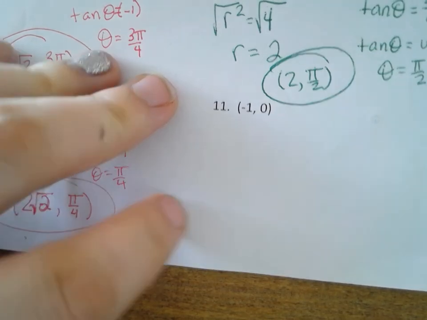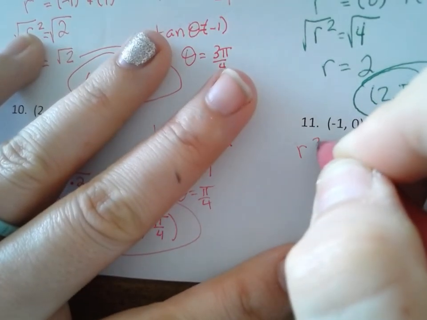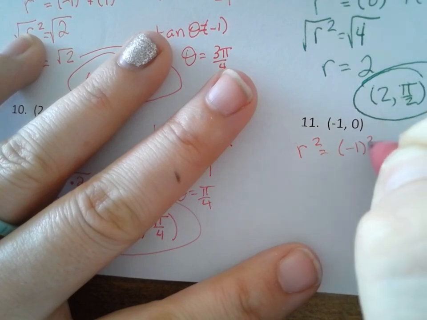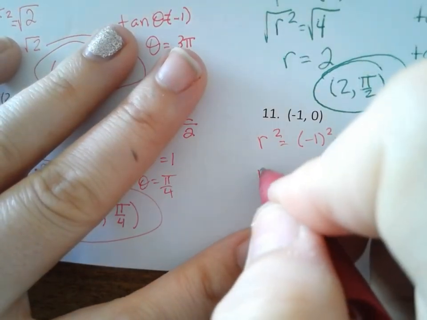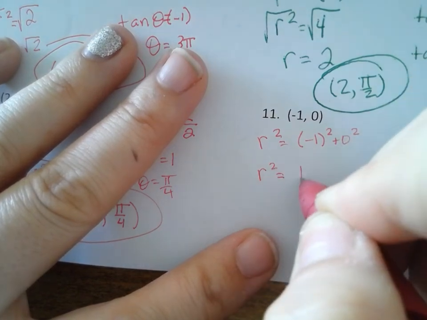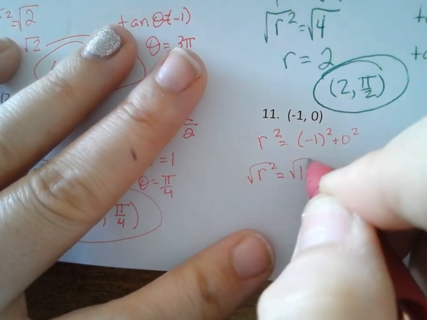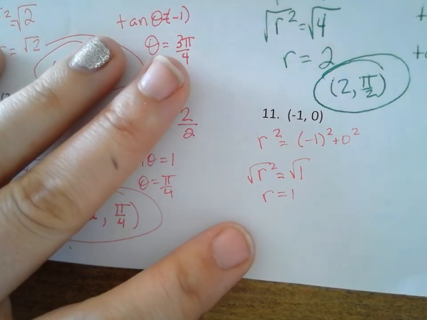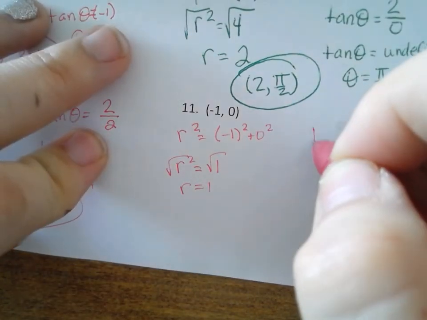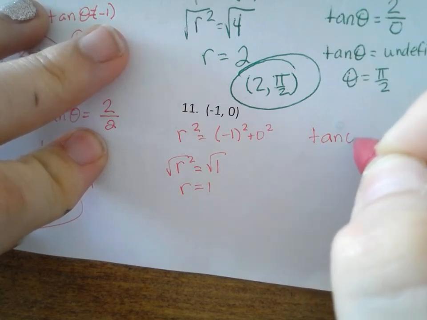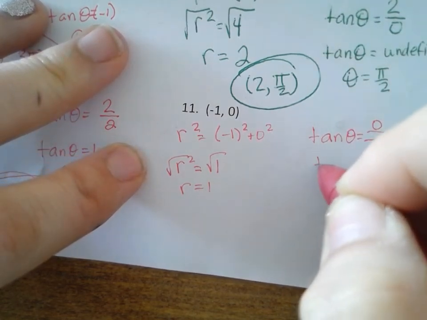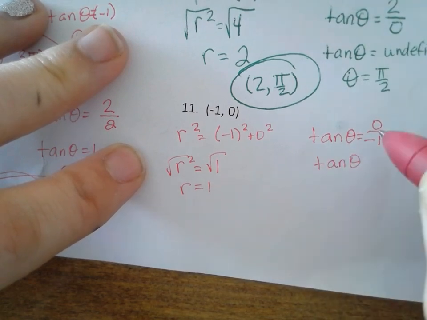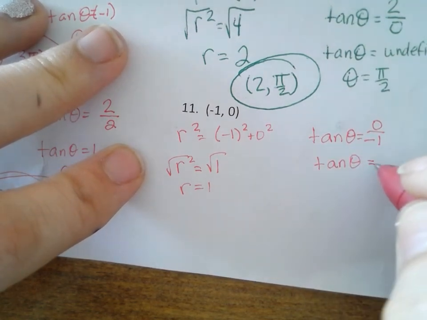Let's just go through it. Okay, r squared is equal to negative 1 squared plus 0 squared. So r squared is equal to 1, and the square root of 1 is just 1. Life is good there. Now let's tangent it up. The tangent of some angle is equal to our y over our x. This is no or okay? Okay. It's just 0.